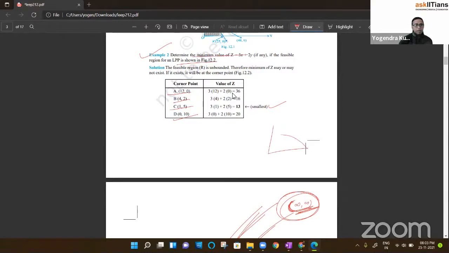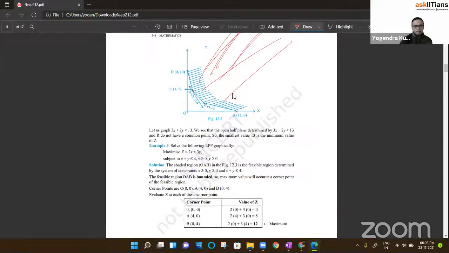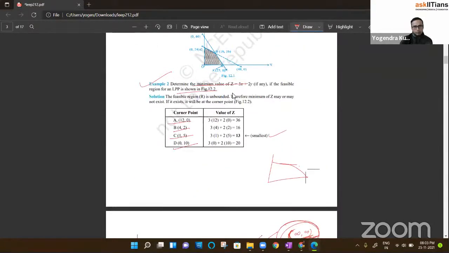If it is a bounded curve, there will always be a minimum and maximum value. But for unbounded, see what they're writing here; you should understand this. Where is the point? For unbounded, this region is unbounded, therefore the minimum value may or may not exist. If it exists, it will be at one corner, like that it is.